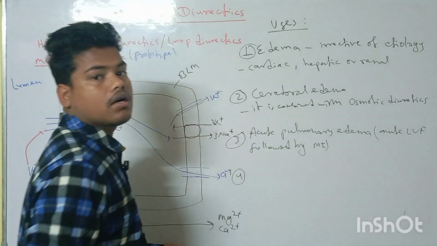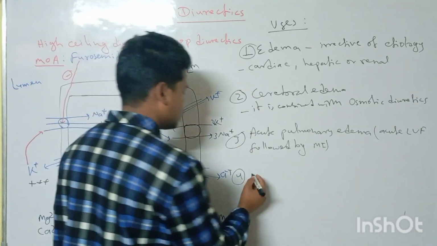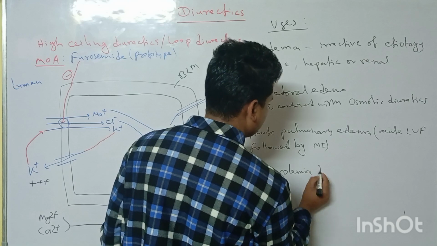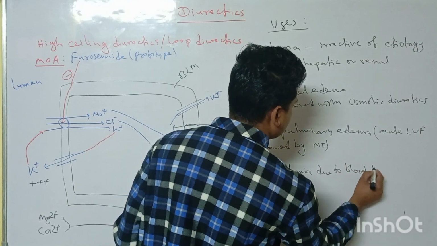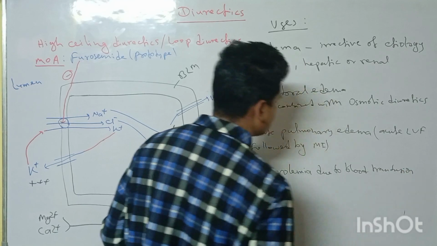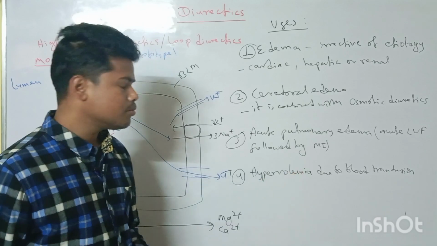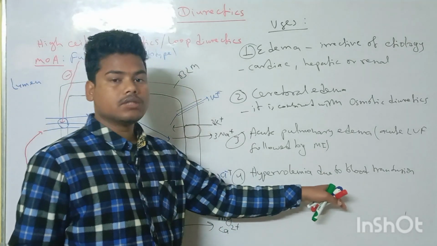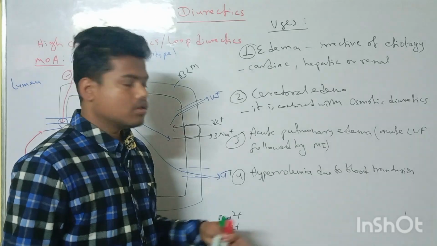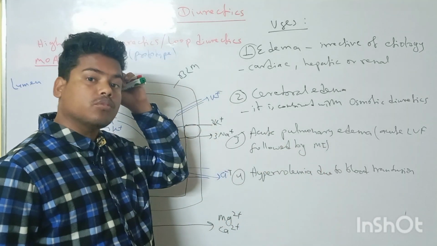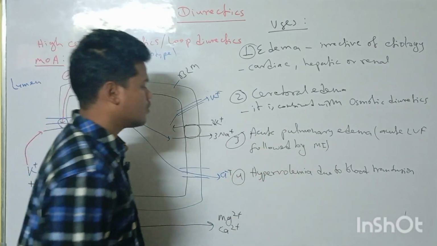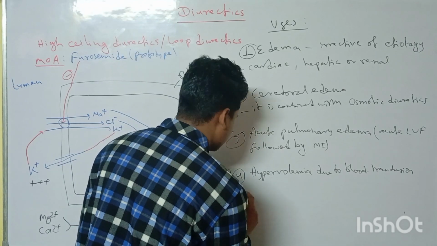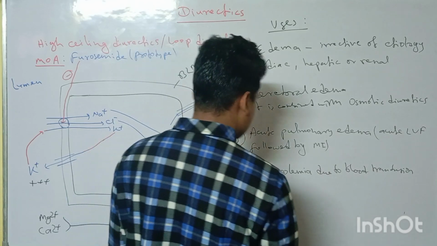Next use we can give it in, let us suppose, hypervolemia caused by blood transfusion, to reduce hypervolemia due to blood transfusion. If there is transfusion of whole blood, there is fluid again, and this is generally transfused in the anemic patient, so there is need of the RBCs mainly, and since there is transfusion, there will be increased plasma volume. So to reduce plasma volume, this can be given there also. In that case also, if more transfusion is needed, then you can use it.